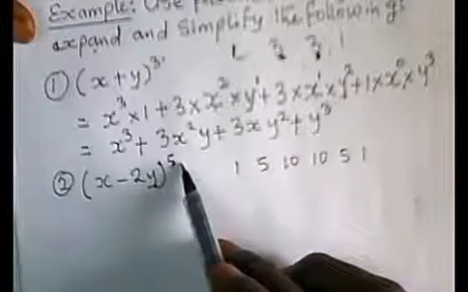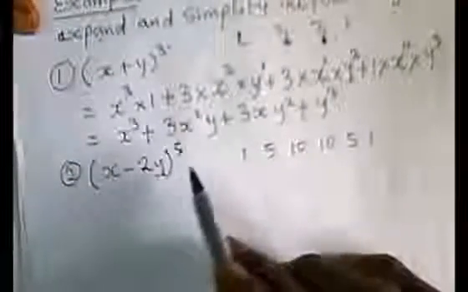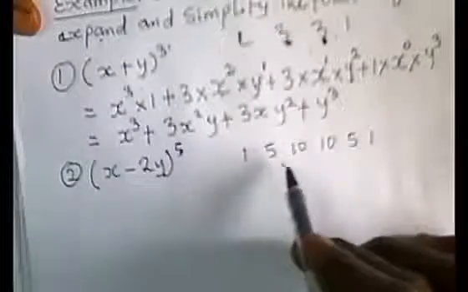Now once again, you can see that when the power is 5, if we count the number of coefficients, it is going to give us 6. So we have 1, 2, 3, 4, 5, 6. So in 6 terms we are going to expand this particular algebraic binomial. We are going to expand it into 6 terms, and the coefficients are 1, 5, 10, 10, 5, and 1. So let's get right to it.